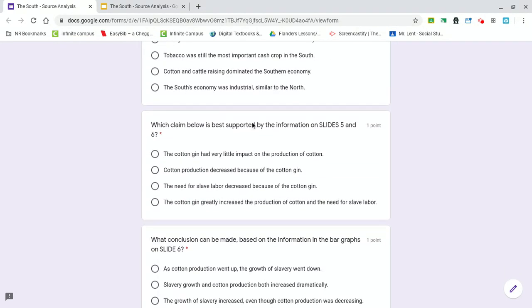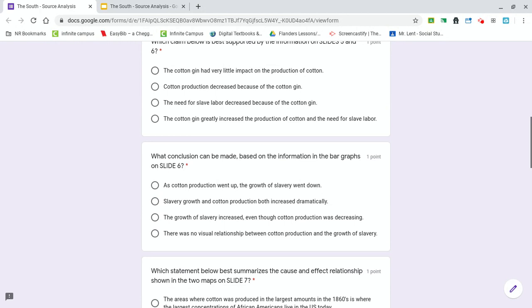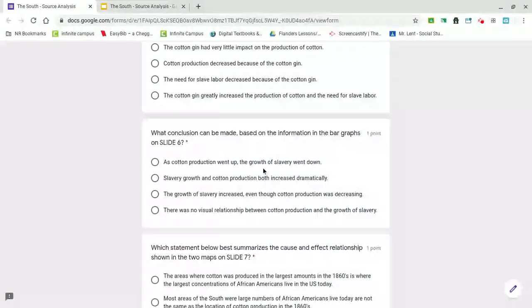Okay, which claim below is best supported by the information on slides 5 and 6. Take a look at slides 5 and 6. That has to deal with the cotton gin and cotton production. What conclusion can be made based on the information in the bar graphs on slide 6? That's the one about cotton production and the growth of slavery. There was something that I mentioned about both of them. Take a look at the bar graphs and see what the relationship is.